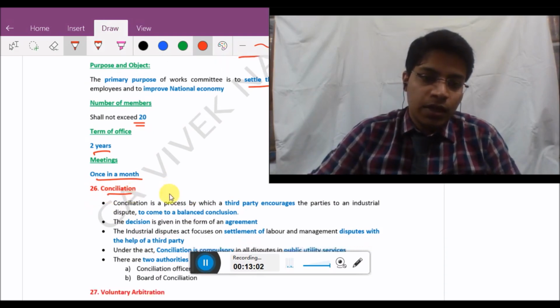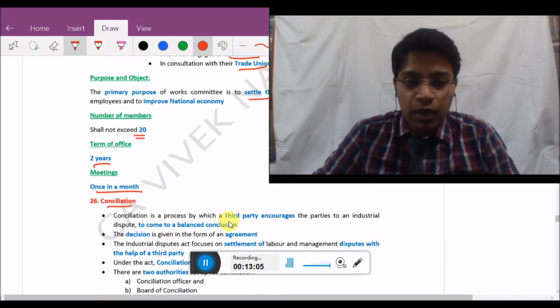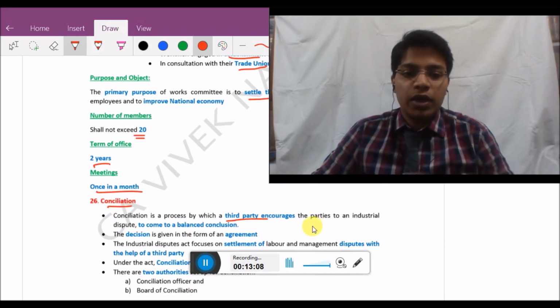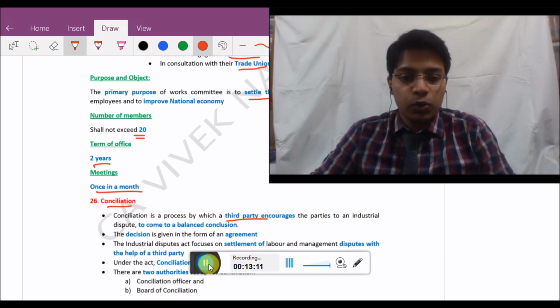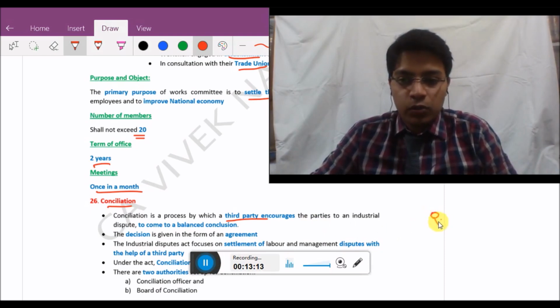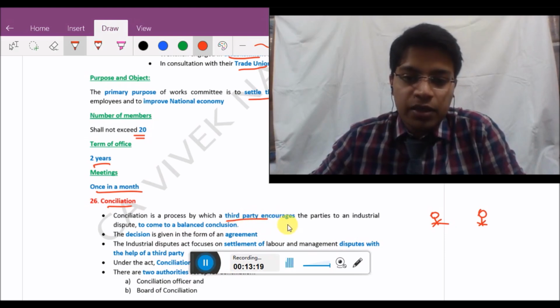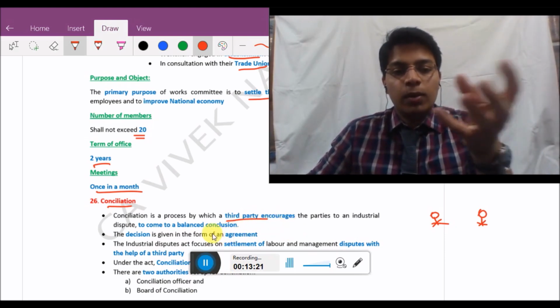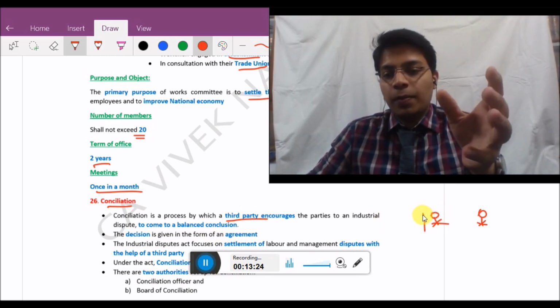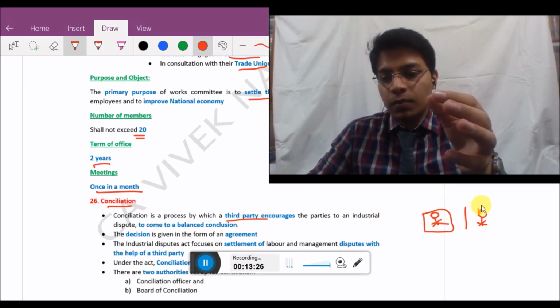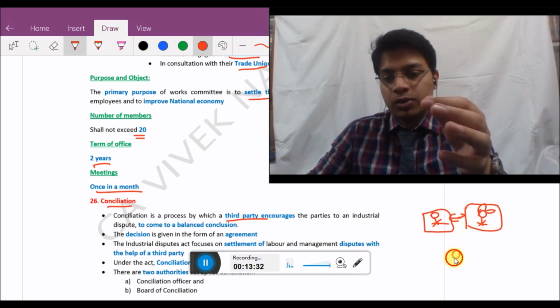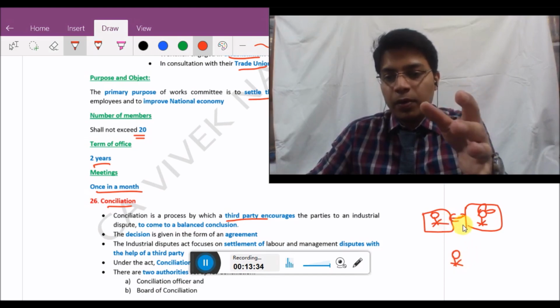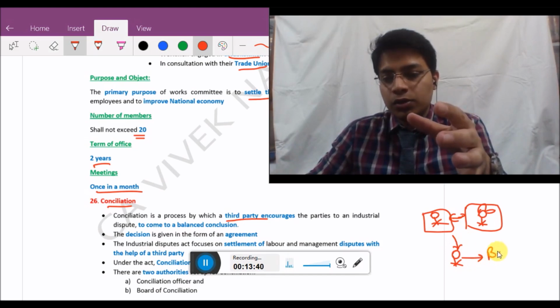Conciliation. Conciliation is a process by which a third party encourages the parties to an industrial dispute to come to a balanced conclusion. There's a dispute happening between the employer and the employee. So a third party comes, and the people who are in dispute can come to him, and he tries to give a balanced conclusion.